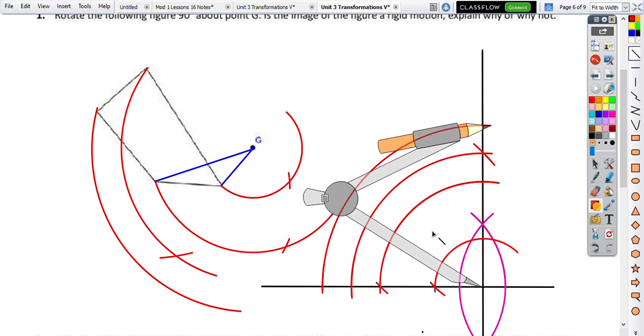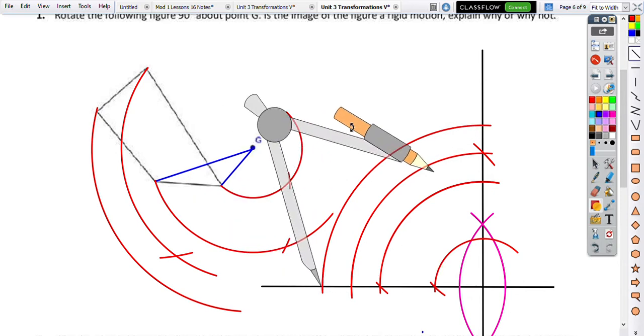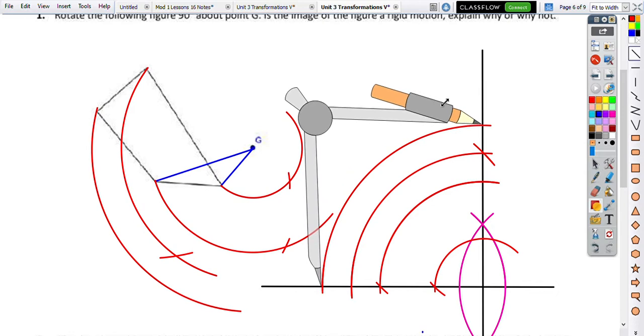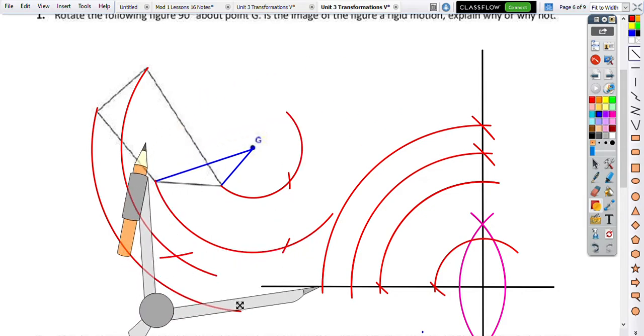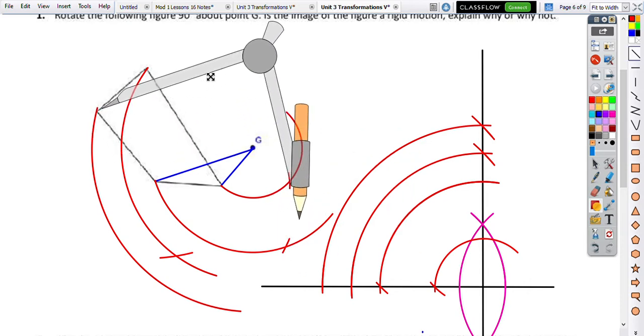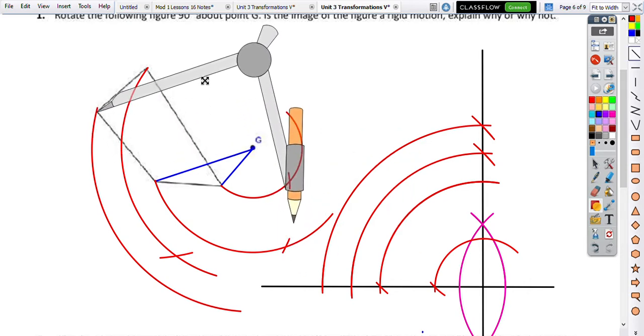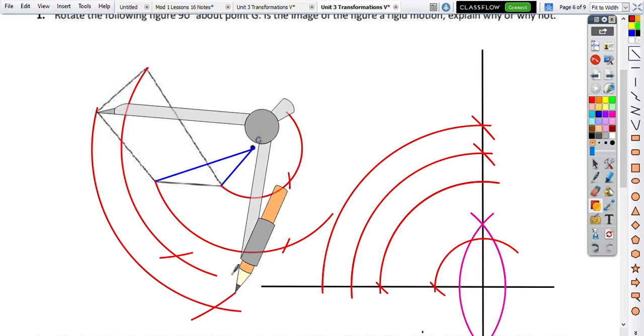Okay, so it's the same process for every single point. Draw a circle around the center of rotation using the radius that's the distance between the center and the point you want to rotate. Draw a circle around our angle, or at least an arc that cuts through both sides of the angle with the same radius. Measure the width of that intersection of the angle and the circle that we made here, and then copy that distance along that arc here.